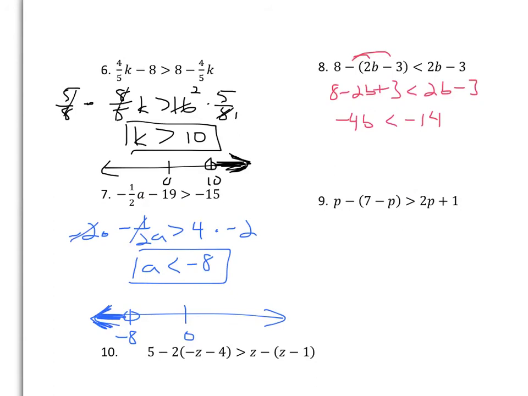Divide by -4. So I need to flip the sign, and 14 over 4 reduces to 7/2. Okay, so for this one, I've got my 0, put my 7/2 on there, open circle, greater than, and you're all set. Number 9.